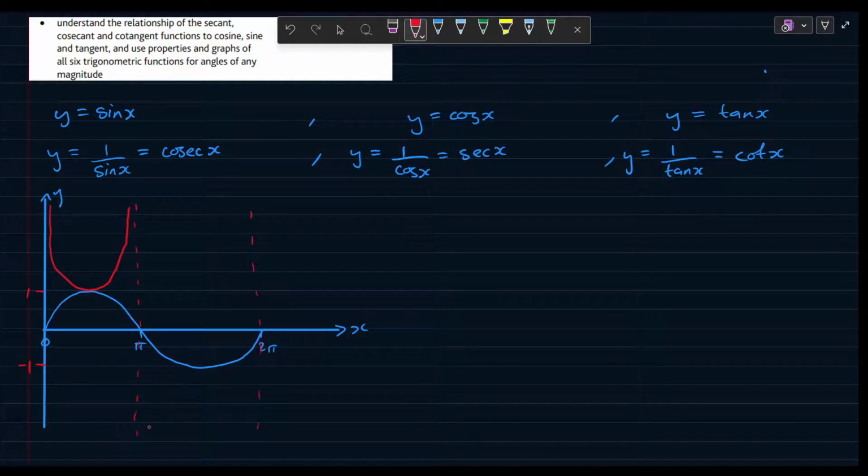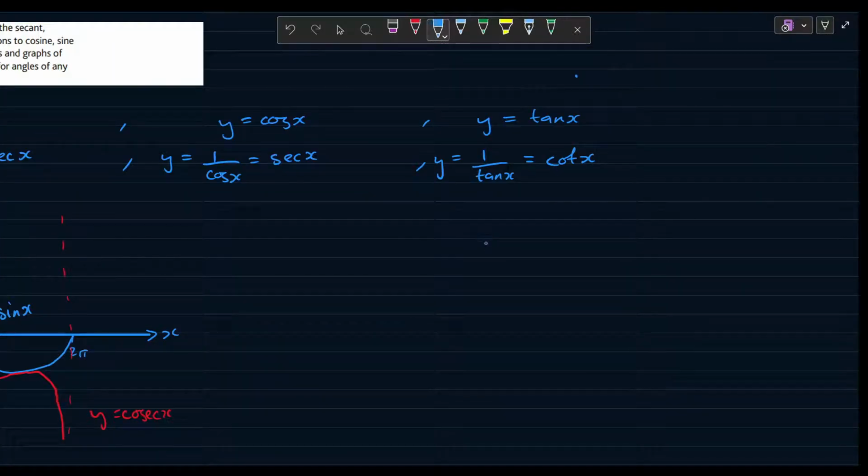And then we do the same here at the bottom. It's going to approach -1, and then 2 pi is an asymptote as well. So the red graph is y is equal to cosec x, and then the blue graph is y is equal to sine x. Let's do the same for the graph of y equals cos x and y equals sec x.